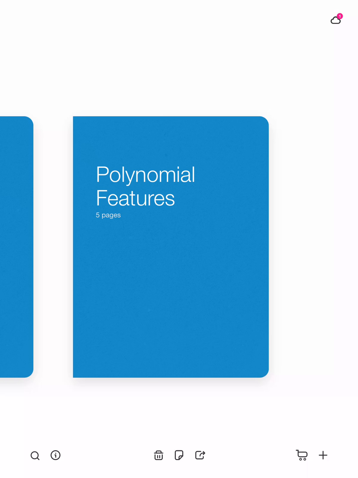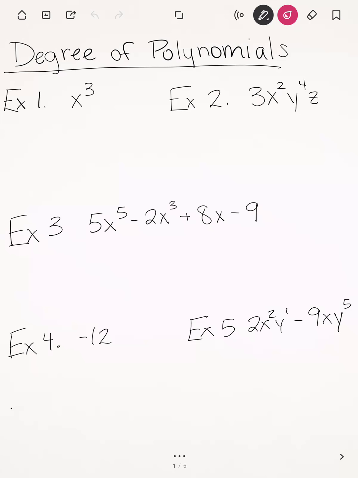In this video, we're starting Unit 3, Polynomial Features. So we're going to talk about degrees of polynomials. A polynomial is anything that has a variable to an exponent, but the exponent can't be negative, the variable can't be in the denominator, no absolute values, no radicals.